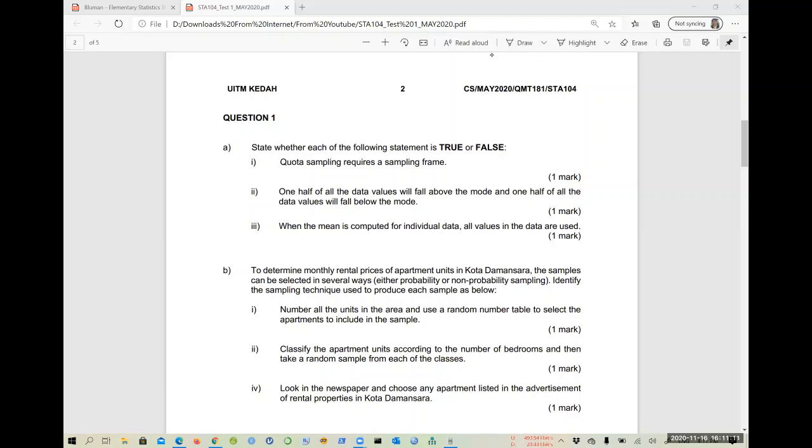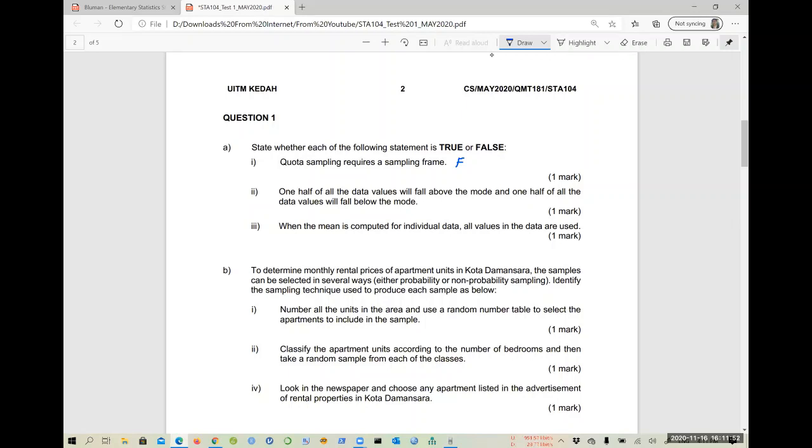Whereas the other sampling techniques discussed in the class are non-probability or non-random, and do not require any sampling frame. This includes quota sampling. So quota sampling is a non-probability sample, which means you don't require any sampling frame. So this will be false.